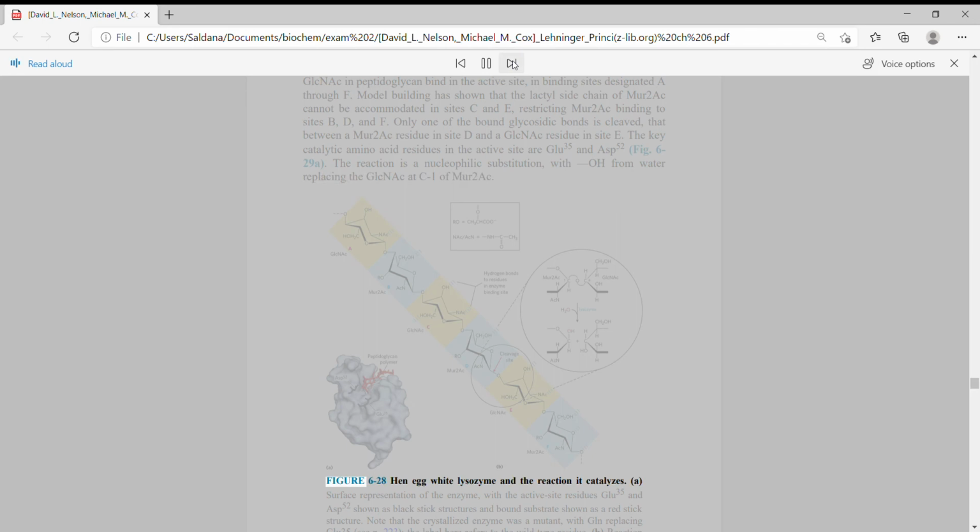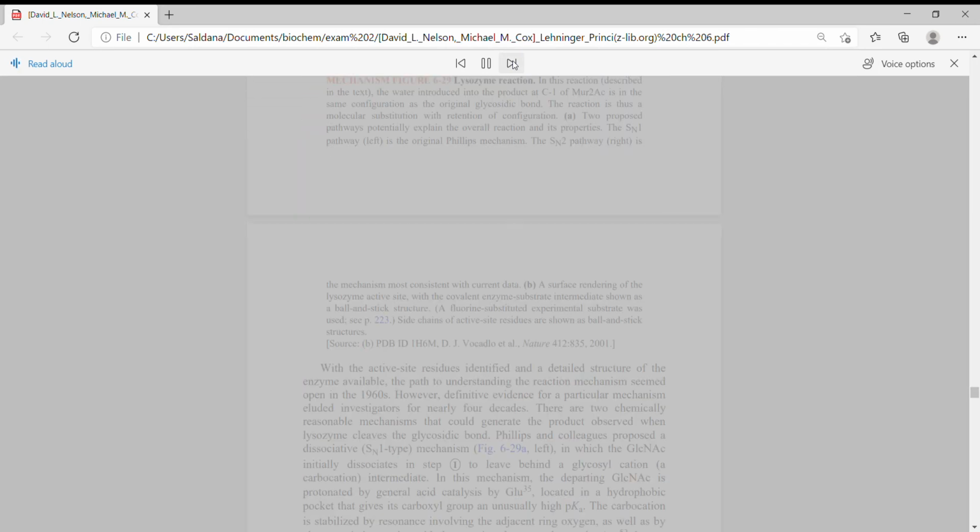Fig. shown, with the lysozyme mechanism Figure 6-29. With the active site residues identified and a detailed structure of the enzyme available, the path to understanding the reaction mechanism seemed open in the 1960s. However, definitive evidence for a particular mechanism eluded investigators for nearly 4 decades.